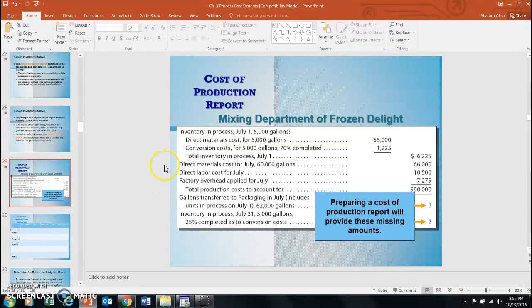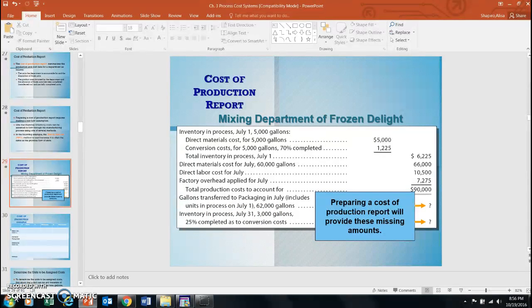So we have some inventory that was in process when we opened on July 1st. We have some inventory that we started brand new from scratch during the month of July. Then down here we have inventory that we started in July but didn't finish. So that's our ending WIP for the month of July. That has a question mark here, so we don't know what dollar amount is associated with that. We don't know the costs associated with that ending WIP, which is 3,000 gallons.